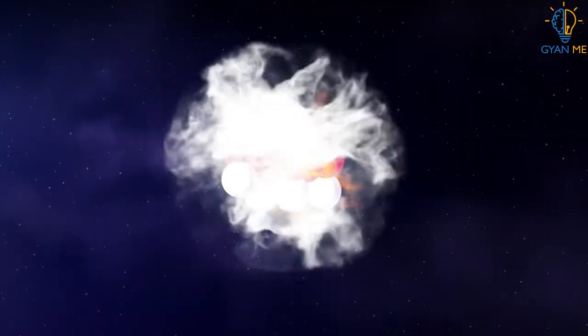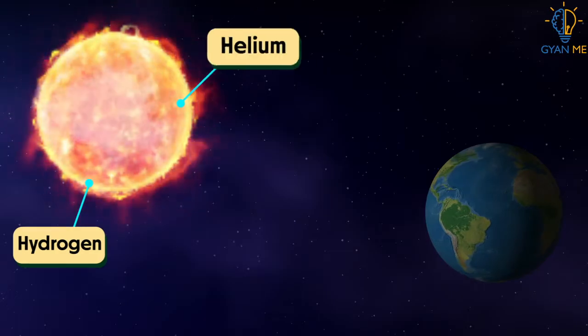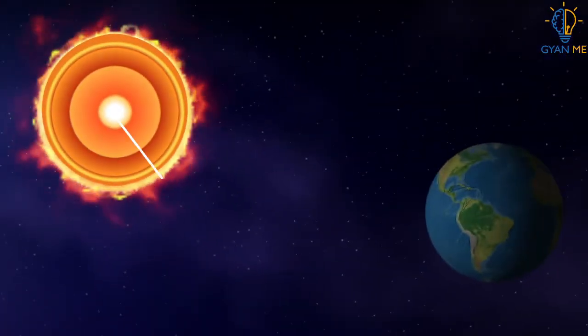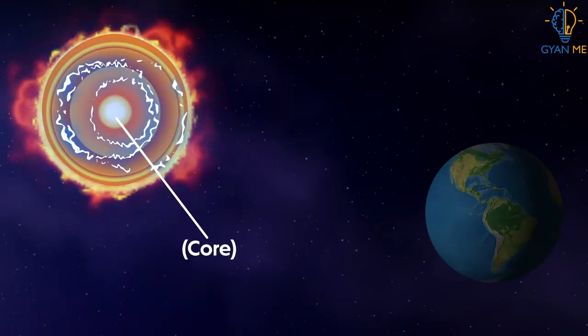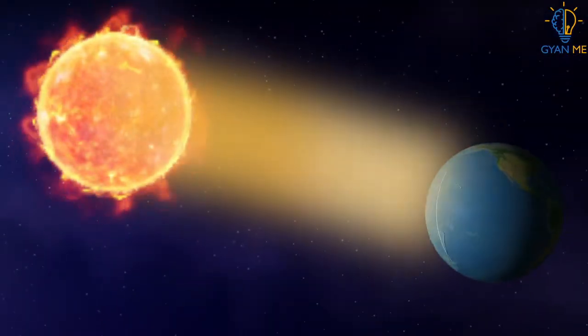Do you know the nuclear fusion reactions are the source of energy in the Sun and other similar stars? The Sun is mainly made up of hydrogen and helium. Its core has enough heat to initiate the nuclear fusion of hydrogen, which in turn produces solar energy that we receive on the Earth.